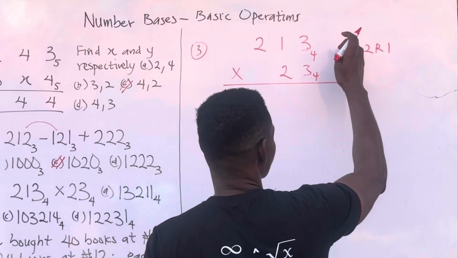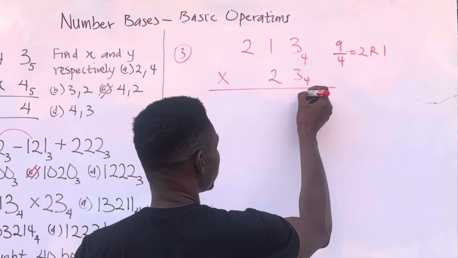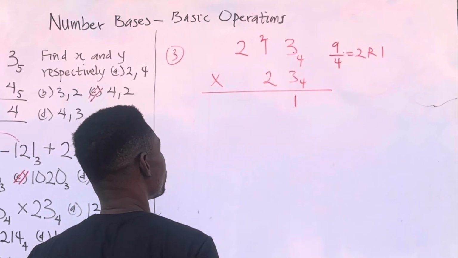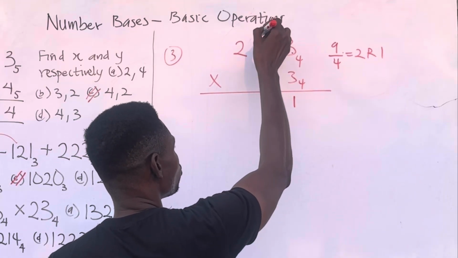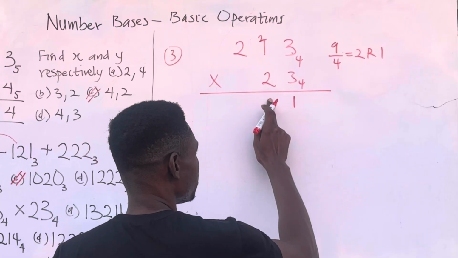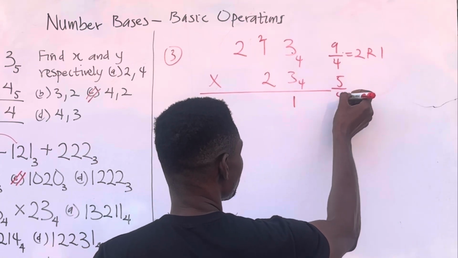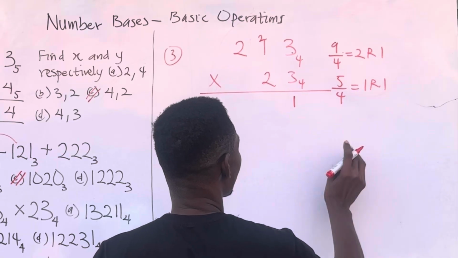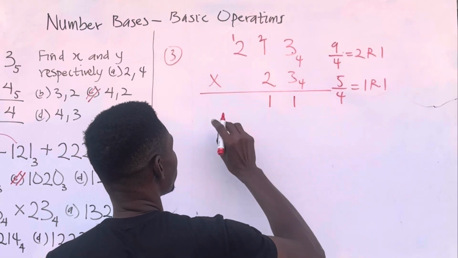Right? 8 plus 1, 9. So 2 remainder 1. We'll write down 1 and carry 2. 3 multiplied by 1 is 3 plus this 2, 5. Can we write down 5 here? No, because 5 is not a base 4 number. So 5 divided by 4 again, that's 1 remainder 1. So what we'll do is write down 1 and carry 1.